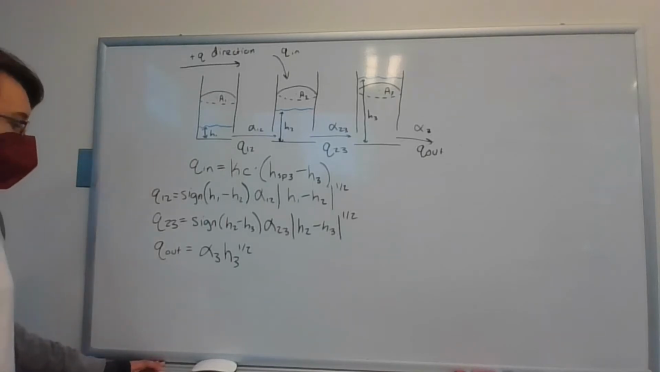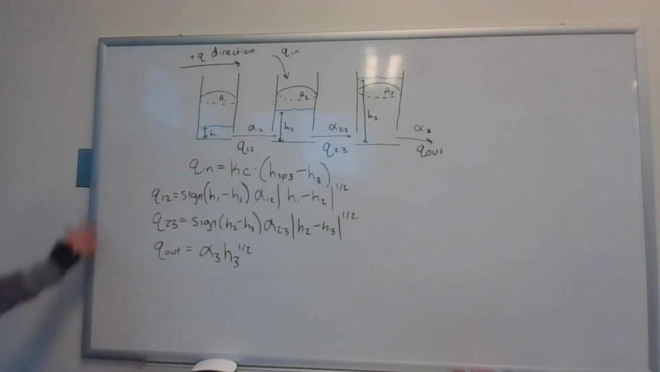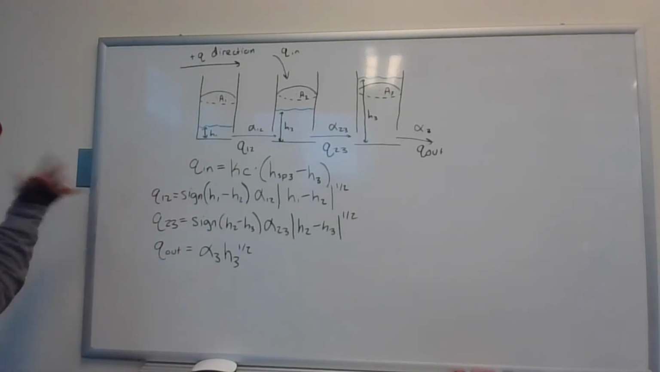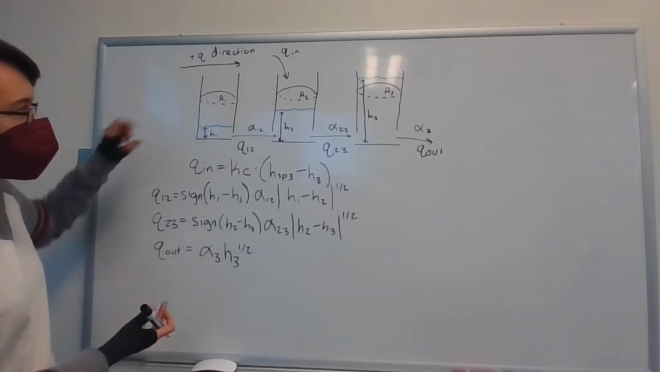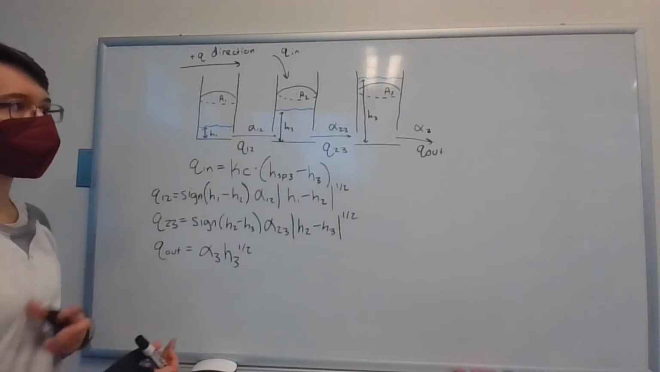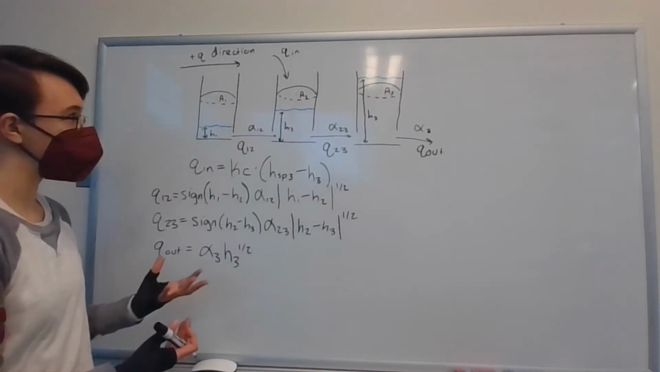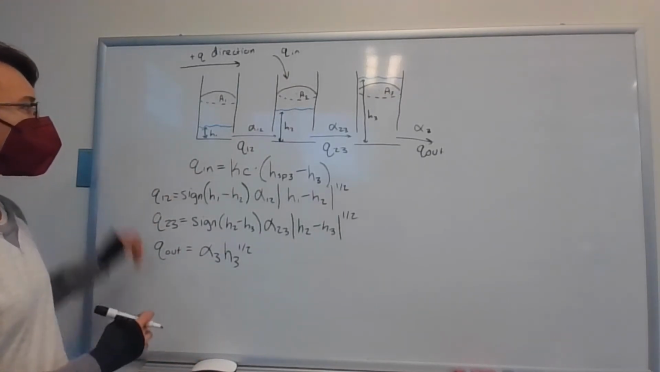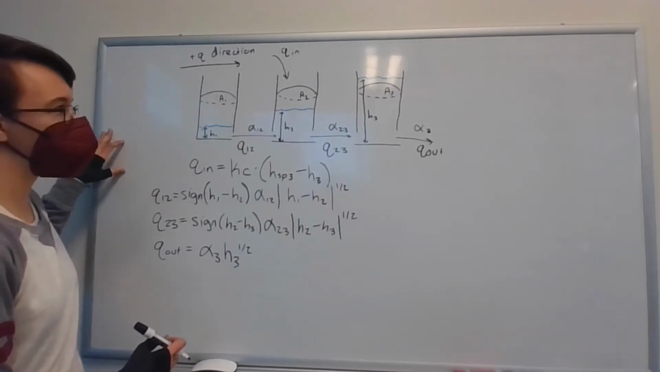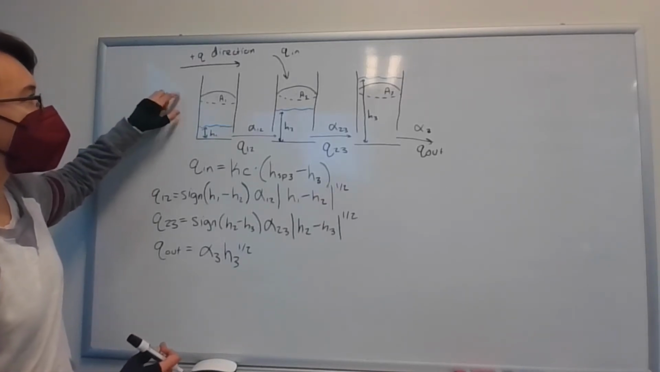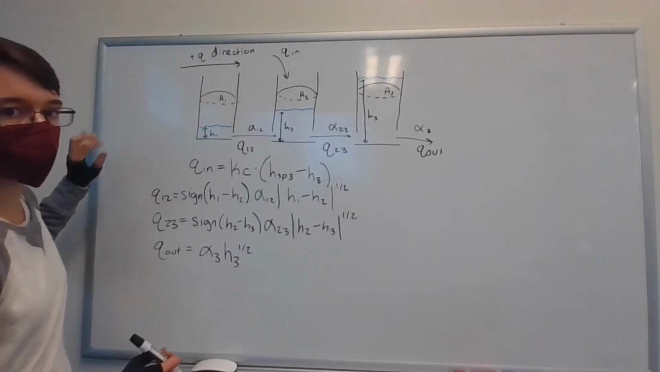Okay, so the next thing we're going to want to do is find an equation, or set of equations, for the heights in these tanks. And these heights are going to be changing with time. And more importantly than that, the volumes of liquid in these tanks are going to be changing with time. And then the volume is going to be the area times the height.